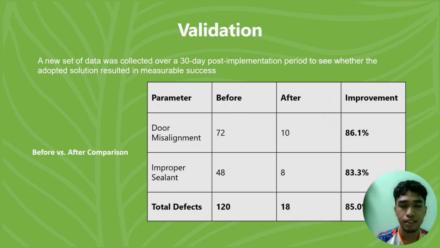For the validation, after implementing the solution, new data was collected over 30 days. The results show major improvement: door misalignment reduced from 72 to 10 cases, and improper sealant defect reduced from 48 to 8 cases. The total defect shows around 85% improvement. This proves that the corrective actions were effective.